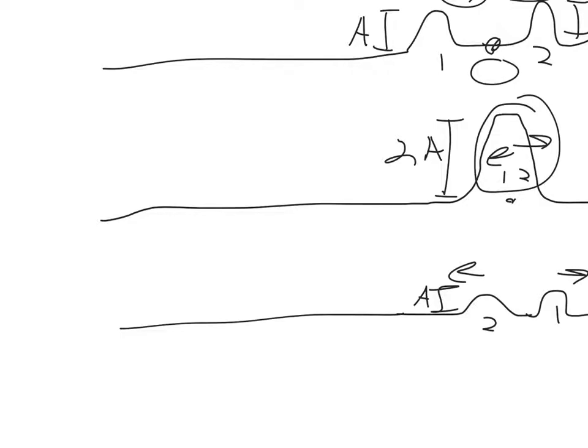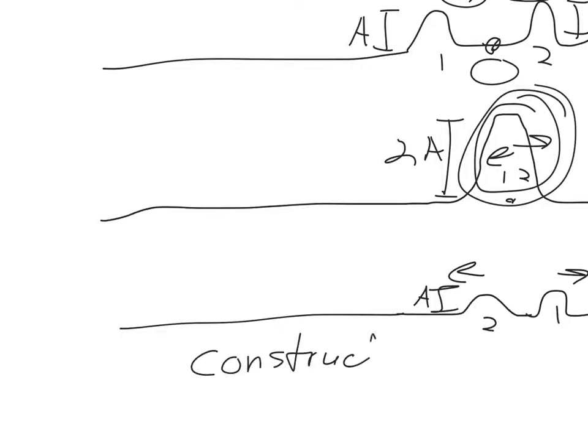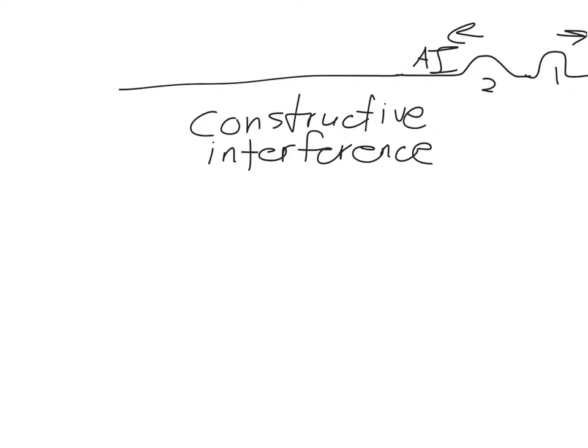Now, that's situation one. Because when they overlapped, they made something bigger, they added their amplitudes, we call this a constructive interference. They interfered with each other, and that interference led to a bigger amplitude.